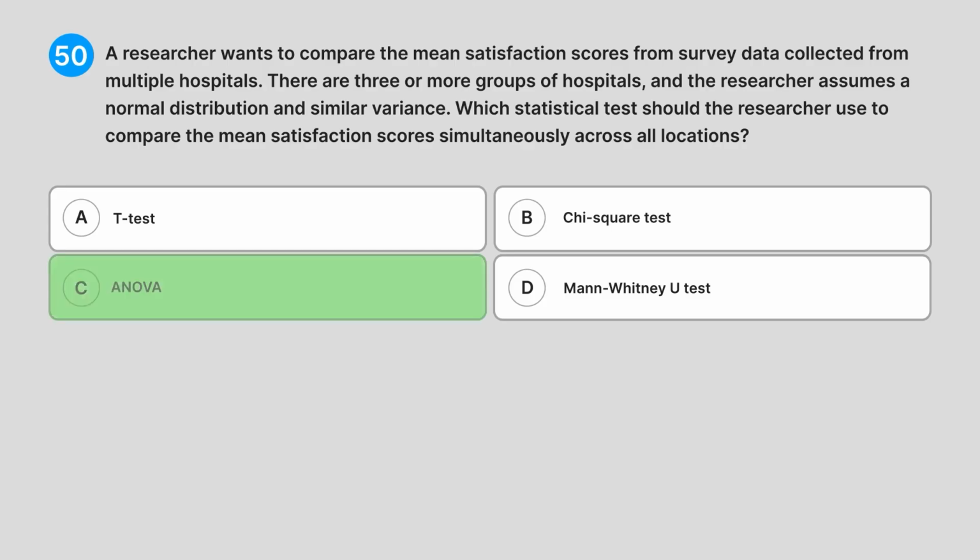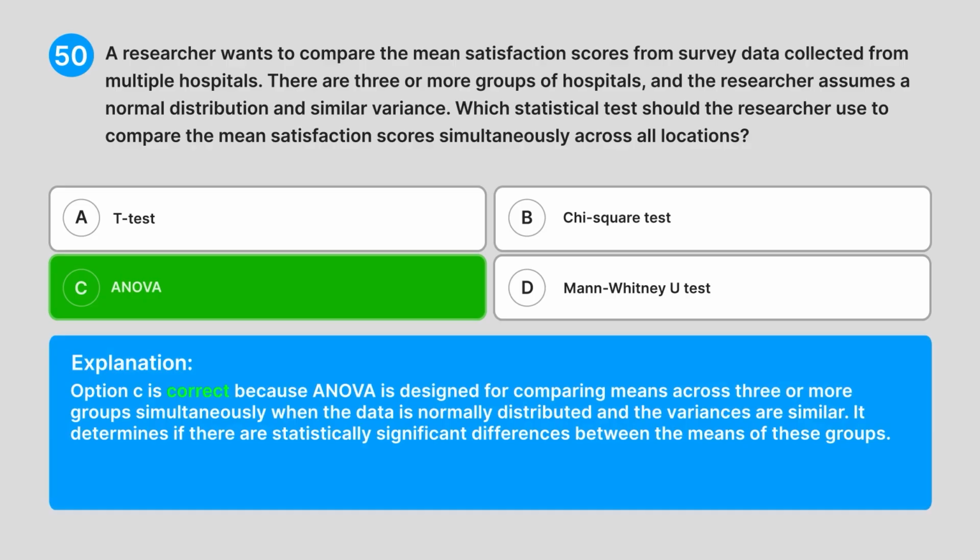Correct answer, C. ANOVA. Explanation: option C is correct because ANOVA is designed for comparing means across 3 or more groups simultaneously when the data is normally distributed and the variances are similar. It determines if there are statistically significant differences between the means of these groups.